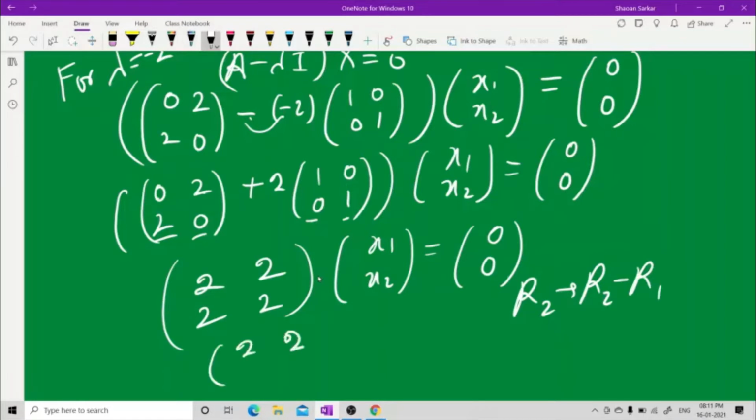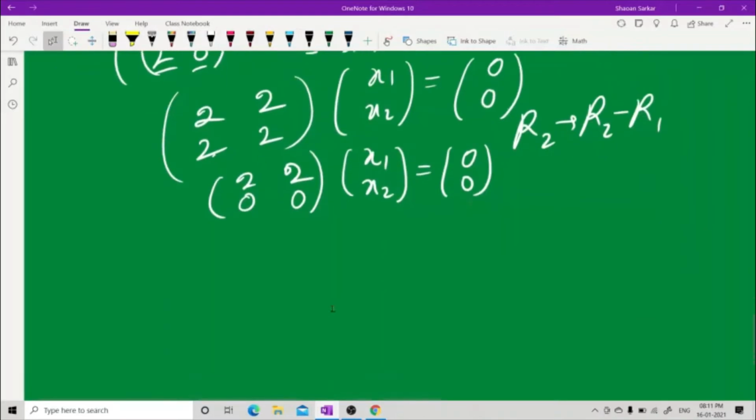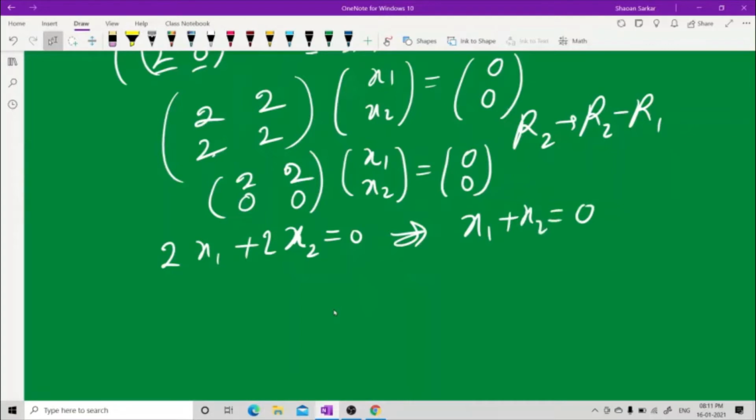2, 2, 2 minus 2 is 0, 2 minus 2 is 0. I hope you know how to do row operations. I need not tell every now and then. Now you have x1 and x2, and this is 0, 0. Now after this, what you will write is 2x1 plus 2x2 is equal to 0, implies x1 plus x2 is 0. That means what type of value should I take so that I get an equation?